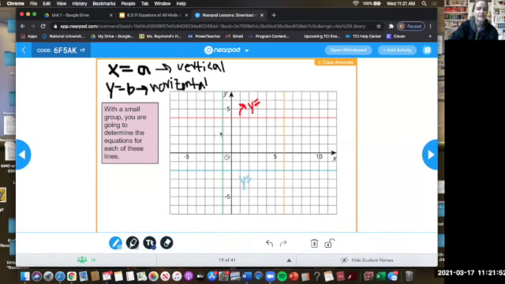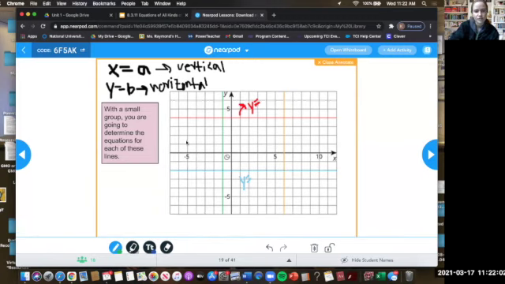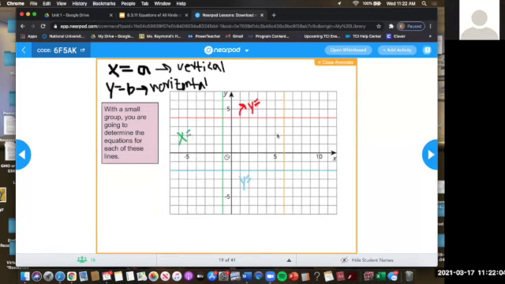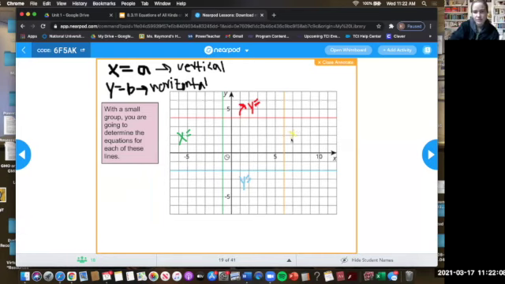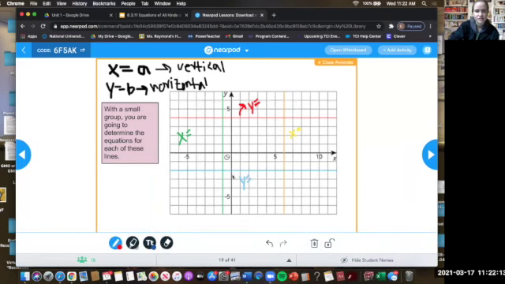Okay, and then Leilani, is this green line horizontal or vertical? Vertical, perfect. So I'm gonna do x equals. And then that means this yellow line is too, because they're parallel, x equals. And then now I'm just gonna go and find all of my intercepts.